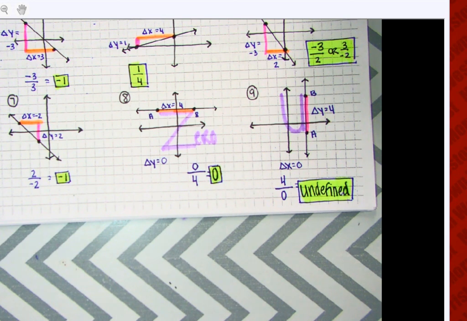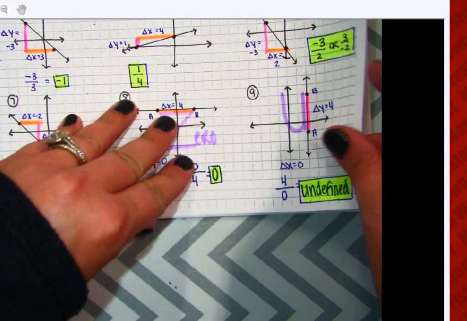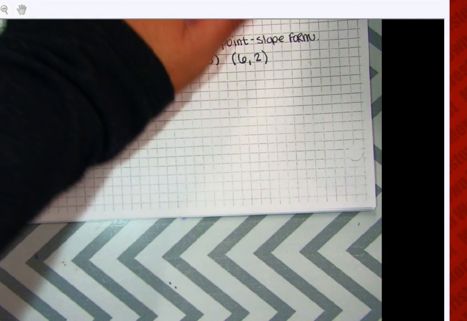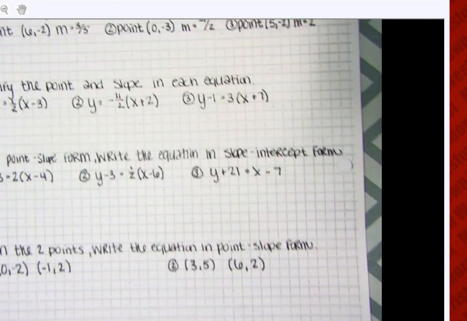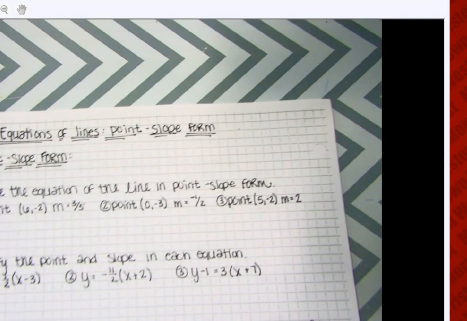Thank you. All right, let's do page 15. We're going to learn a new equation. We've already learned y equals mx plus b, or slope-intercept form. Now we're going to learn point-slope form.